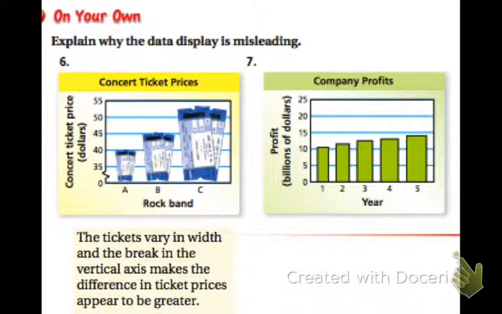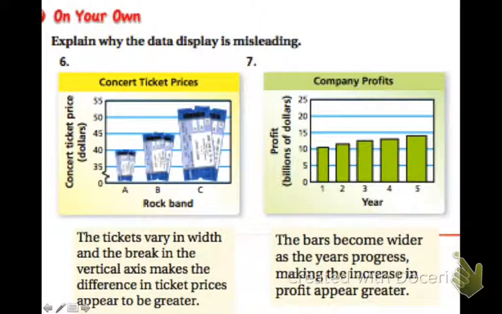it actually is. In 7, the company profits, because the profits are going to be in billions of dollars, there's no break in the axis, but if you look at the years, the width of the bar changes. So the wider bar makes it look like the increase is greater when actually it's less than in 5. So look for ways and describe them in words why you would think that the data display is misleading.